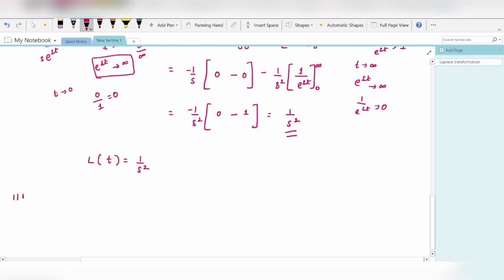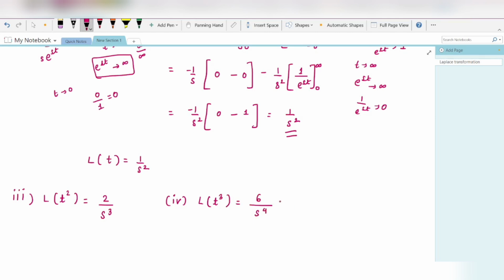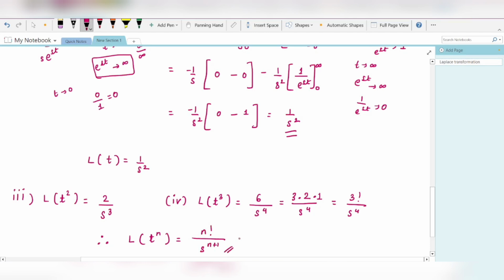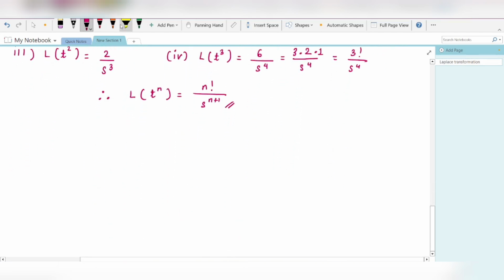Similarly, you can evaluate the Laplace transformation of t square, and you will get 2 by s cube. When you evaluate the Laplace transformation of t cube, you will get 6 by s raised to 4, and 6 can be expressed as 3 into 2 by s raised to 4. I can even multiply by 1, so this is giving me 3 factorial by s raised to 4. Therefore, in general, I can say that the Laplace transformation of t raised to any n will be equal to n factorial by s raised to n plus 1. Alright, so this is the Laplace transformation of t raised to n.